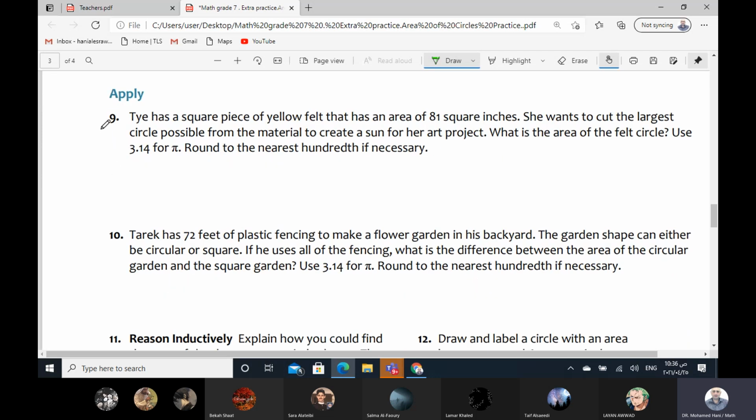Who can read exercise number 9, please? So can I read? Yes? I have a square piece of yellow felt that has an area of 81 square inches. She wants to cut the largest circle possible from the material to create a sun for her art project. What is the area of the felt circle? Use 3.14 for pi. Round to the nearest hundredth if necessary. You have 3 minutes. Read it again. Then try to solve this problem. Then tell me what is your answer. Start, please.